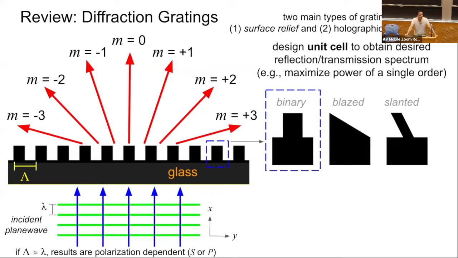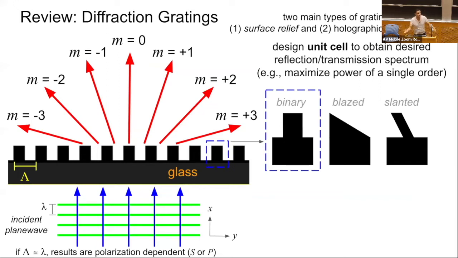The binary grating, as you can see, is a symmetric structure. There's a mirror symmetry that goes right through the middle of that structure. Because of that, the diffraction orders are symmetric, so the minus orders are equivalent to the plus orders. But you can introduce an asymmetric unit cell, and there are two types here. There's a blazed or a slanted grating, and those structures preferentially send the light in one direction versus the other.